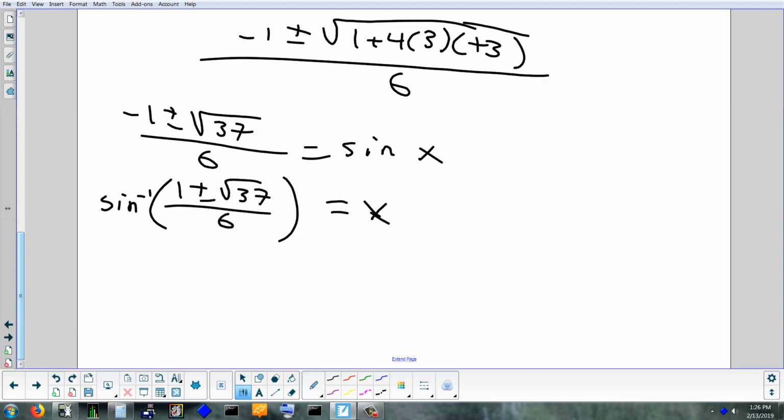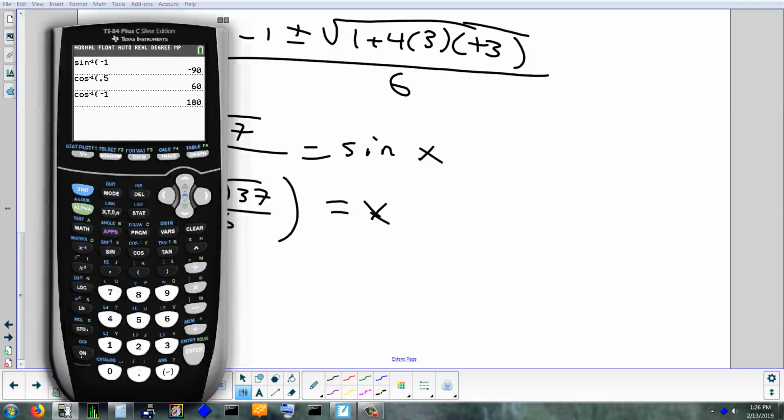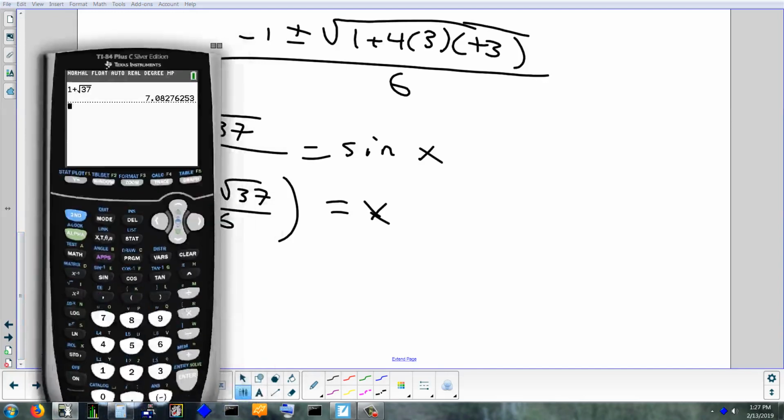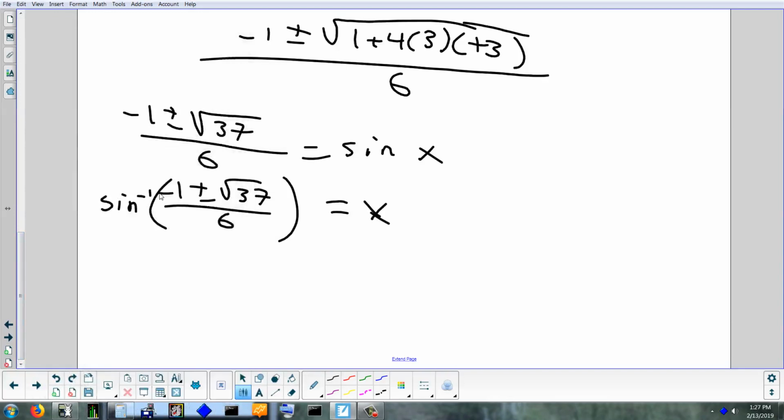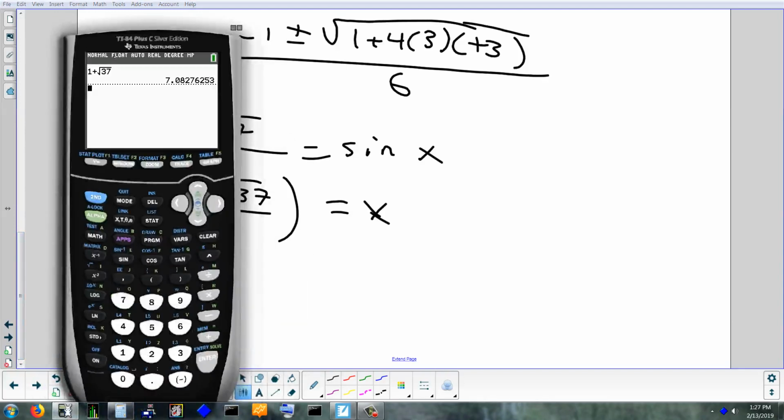All right, let's look at the plus first. Let's take 1 plus the square root of 37. I get 7.08. That's the top. Wasn't there a negative sign? Yes, there is. I'm doing the plus first. Oh, yes, that makes a big difference. Okay, thank you. Let's type it in again, except let's make it a 1, negative 1.